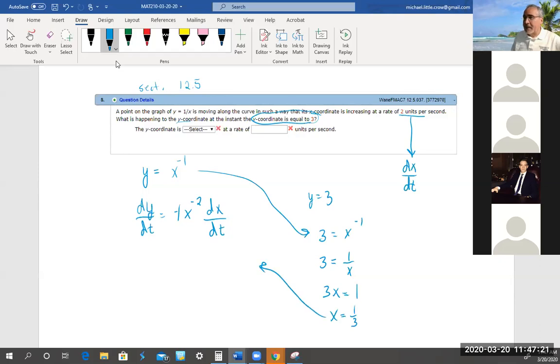We've got our dx dt. So we get dy dt is equal to 1/3 to the negative 2, times dx dt, which is 2. Oh, and don't forget about this negative 1 in front. So there's a negative. So it looks like we're going to be decreasing.